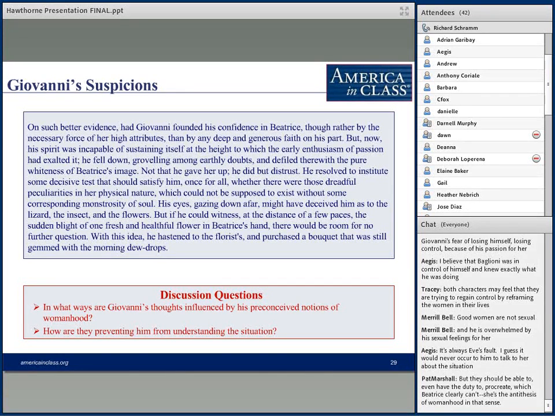Yeah, that's an interesting point. And one of the things that you notice in this story is that there is no Mrs. Rappaccini anywhere, and there's no mention of a mother here. Maybe she got one too many bouquets from her husband. But here we have an interesting comment from Pat Marshall: they should be able to talk it out, I suppose, even have the duty to procreate, which Beatrice clearly can't. She is the antithesis of womanhood in that sense.